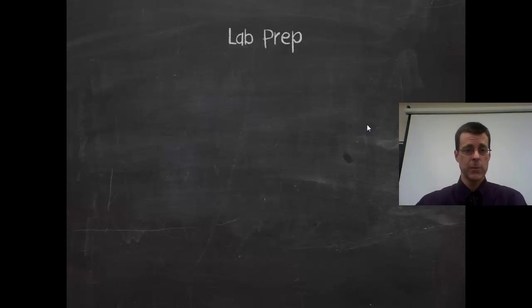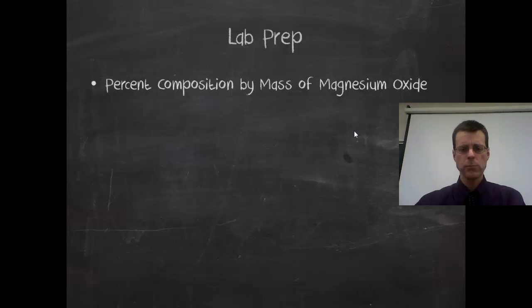We'll set up what the experiment's going to look like, the actual data you're going to collect, and how you're going to calculate the numbers from that data. But what I want you to do is be thinking about the big picture, what's going to happen in this lab. We're going to be calculating, or experimentally determining, the percent composition by mass of magnesium oxide.